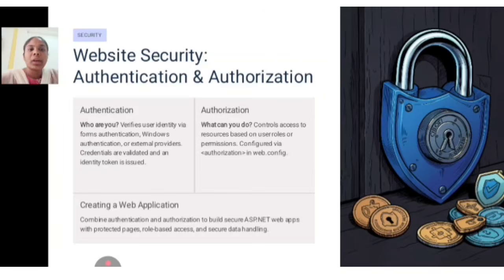Website security: authentication and authorization. Authentication: who are you? Verifies user identity via forms authentication, Windows authentication, or external providers, and a valid identity token is used. Authorization: what you are allowed to do. It controls access to resources based on user roles or permissions. Configure via authorization in web.config.